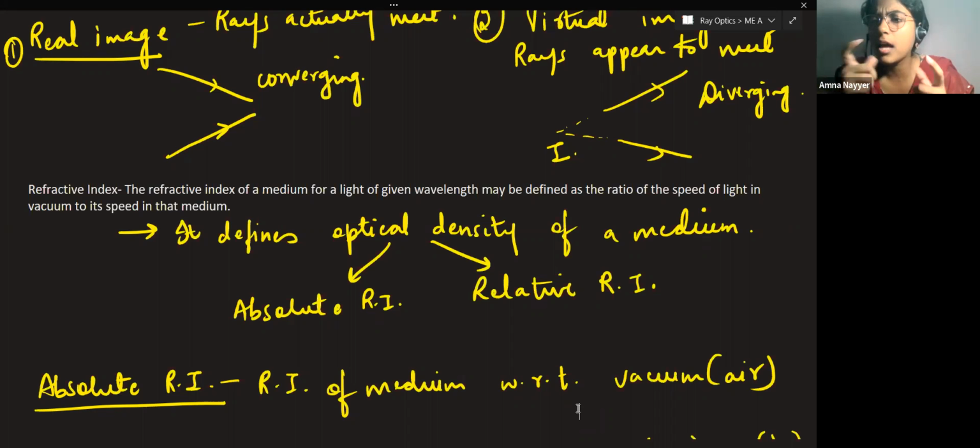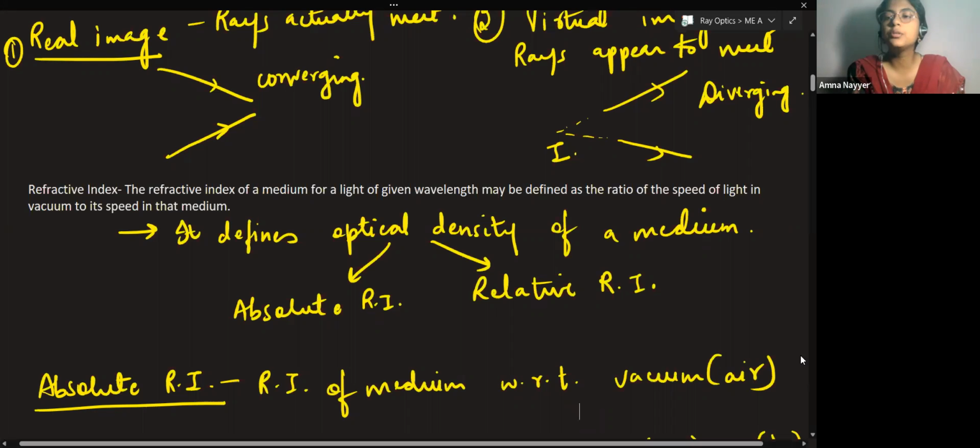Relative means two things are in relation with each other. You are comparing one medium with the other, like glass and water. So here you take the relative refractive index of glass and water. But if you're taking glass with respect to air, that becomes the absolute refractive index.